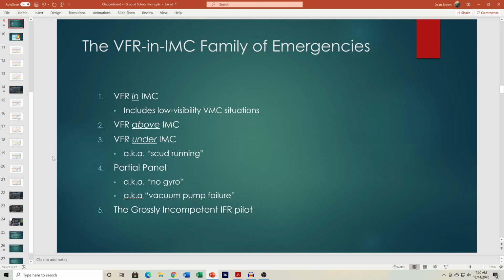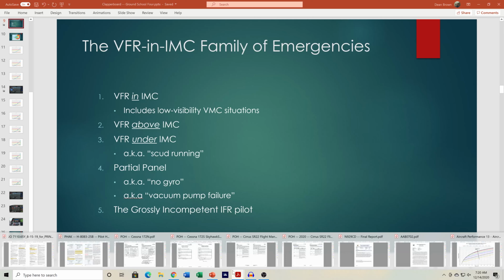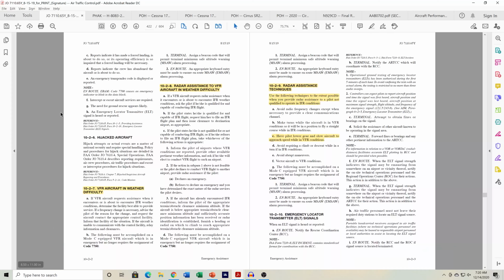Let me start to address that this way. I'm going to go back to the PDFs here, and I'm going to start with the 7110.65. There are 3 sections that deal with how we as controllers should be helping VFR pilots who get into IMC: 10-2-7, 10-2-8, 10-2-9. As I argue in a separate video, I think that these 3 sections have major problems. I have definite substantive objections to them. This video is not the place to discuss those.